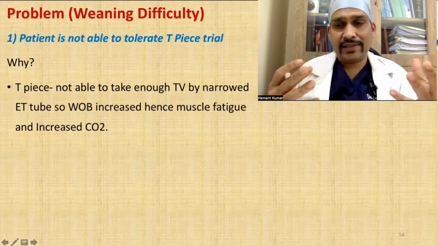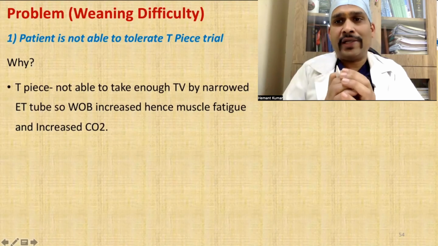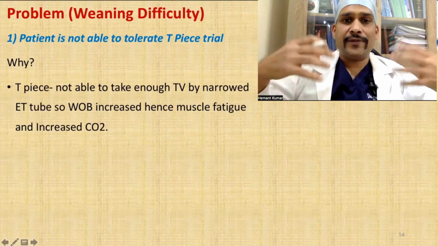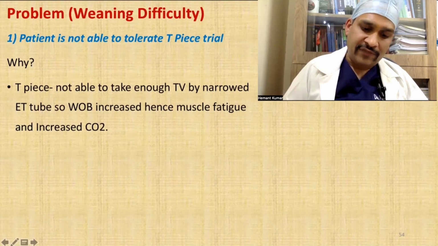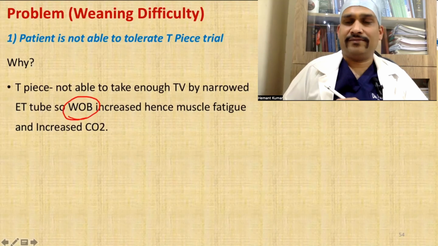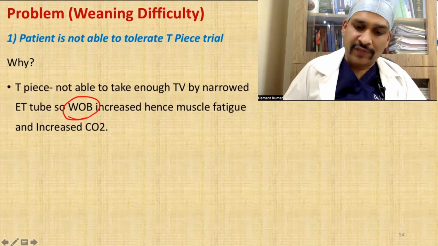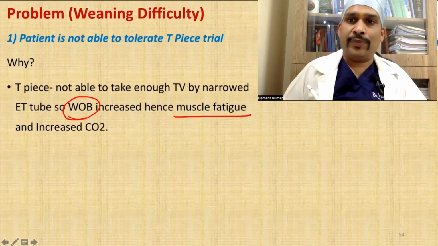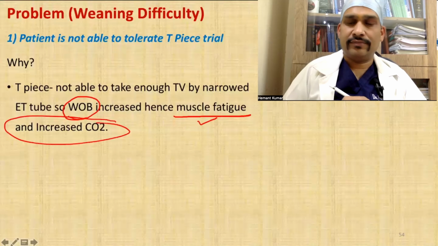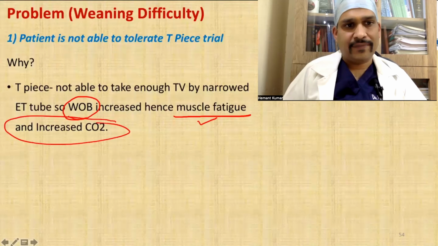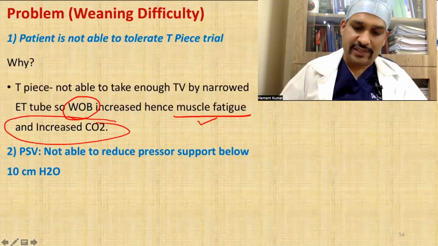The patient needs around 500 ml, but because of the narrow endotracheal tube, the patient is not able to take enough tidal volume. So what will happen? The patient will have increased work of breathing. Because of the work of breathing, the patient will go into muscle fatigue and increased CO2. This was weaning failure. Then we tried weaning by pressure support ventilation.